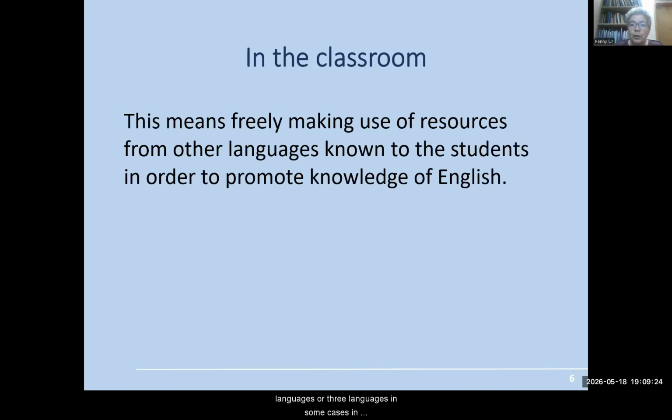In the classroom, actually, translanguaging was first mentioned in the research in the classroom context. What it means is freely making use of both languages, or all 3 languages in some cases, in order to promote knowledge of the target language. So you've got your eye on teaching English all the time. That's your main goal, but you may sometimes switch to mother tongue if this is going to promote your goal.